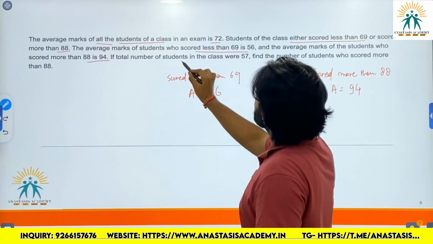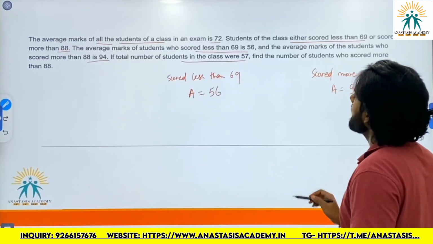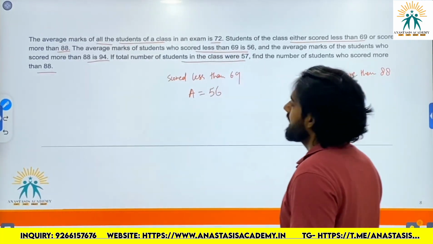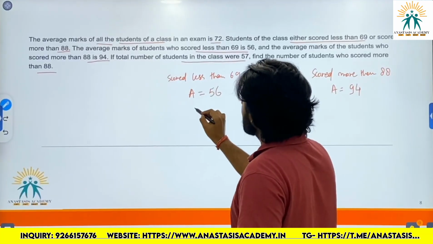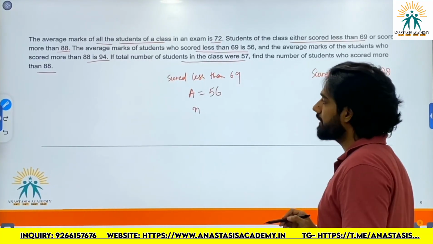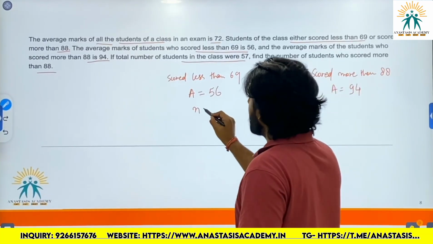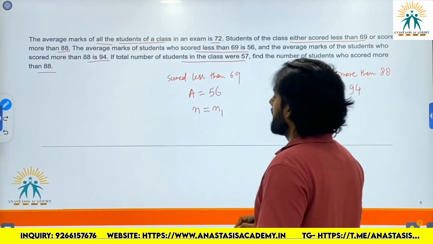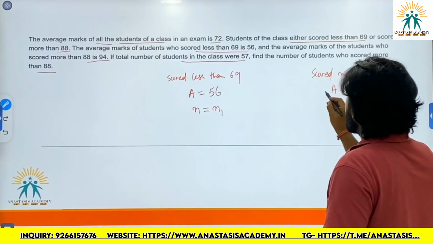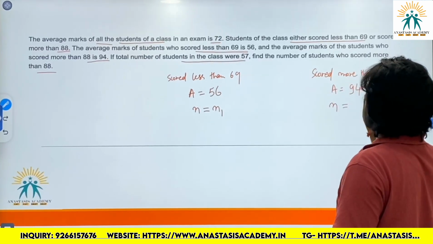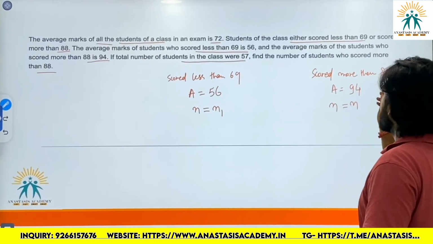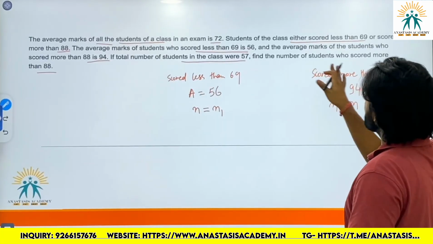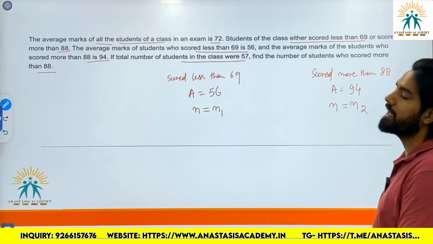If the total number of students in the class is 57, find the number of students who scored more than 88. The number of students who scored less than 69, I don't know, so I am taking it as N1, and the number of students who scored more than 88, I have no information. In fact, I have to find the number of students who scored more than 88.